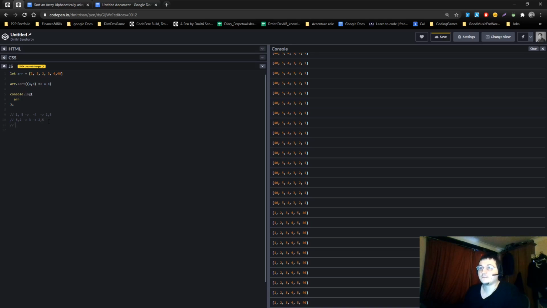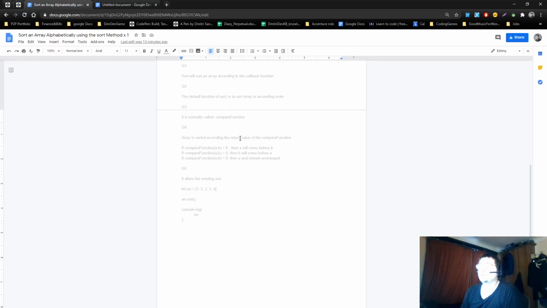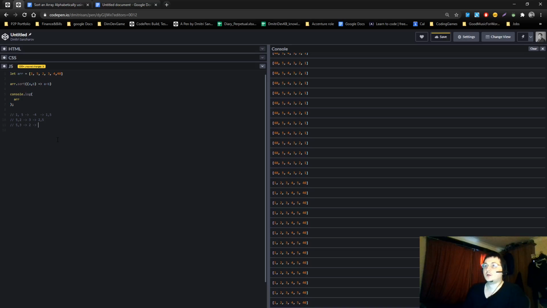Next iteration. We're going to have 5 because 2 is pushed here, 5 is pushed here. We have 5 and 3. Okay, rule again, A minus B. 5 minus 3 is 2, which means it's positive. We'll look at the rule. When it's positive, B will come before A, which means that 3 will be pushed here and 5 will be pushed here.